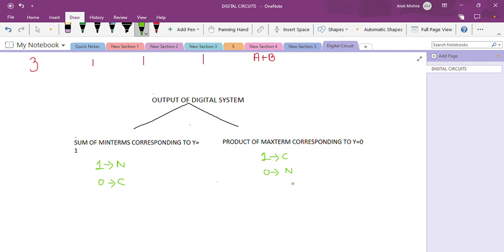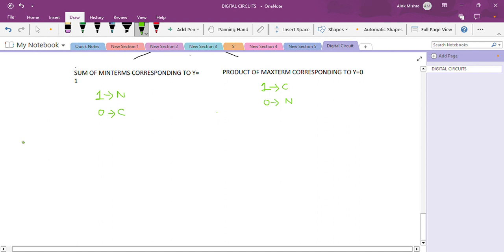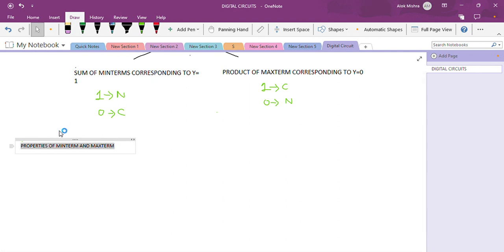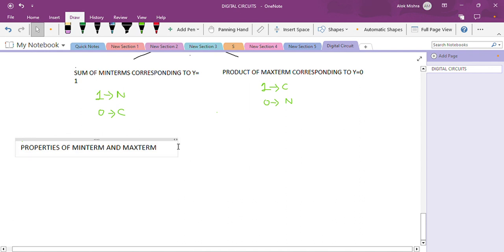Write the heading: properties of minterm and maxterm. First property. If I'm asking, for n input variables, how many logical outputs are possible? 2 to the 2 to the n. And how many self-dual expressions are possible? 2 to the 2 to the n minus 1. For n input variables, a total of 2 to the power n minterms and maxterms will exist.